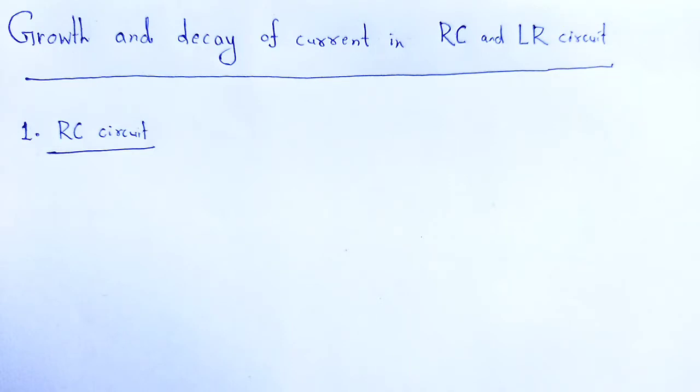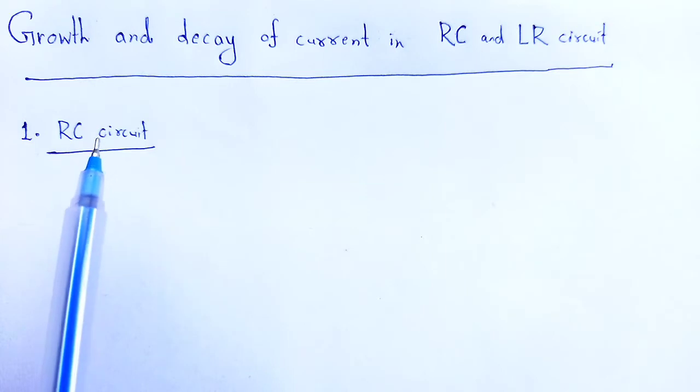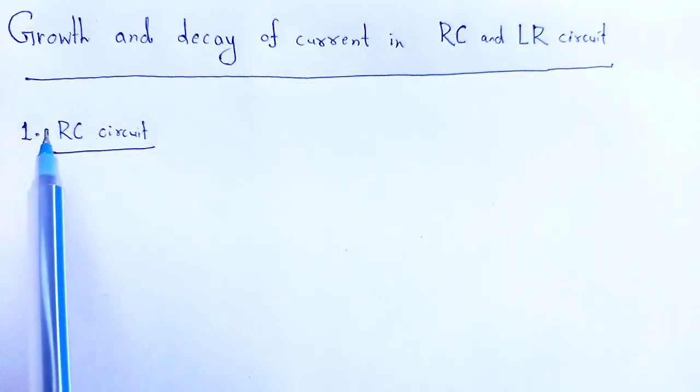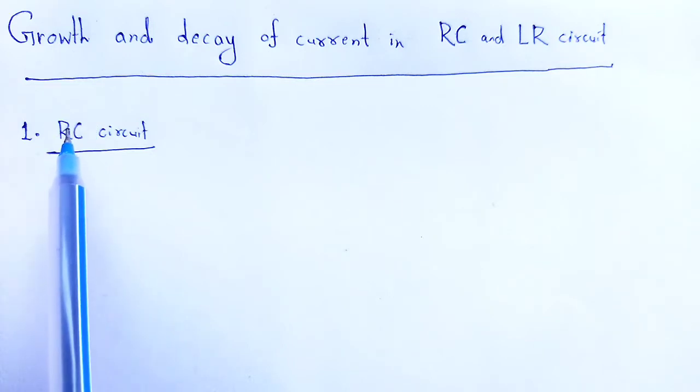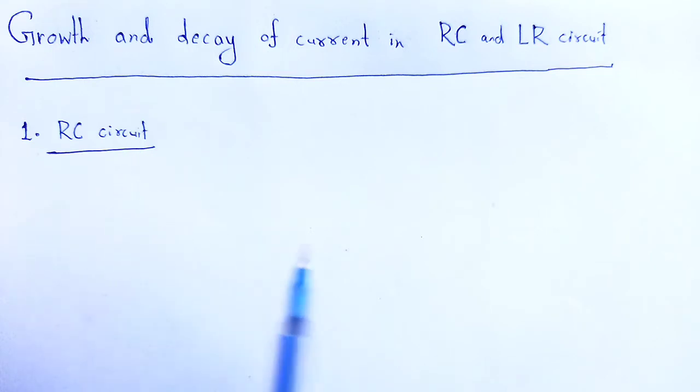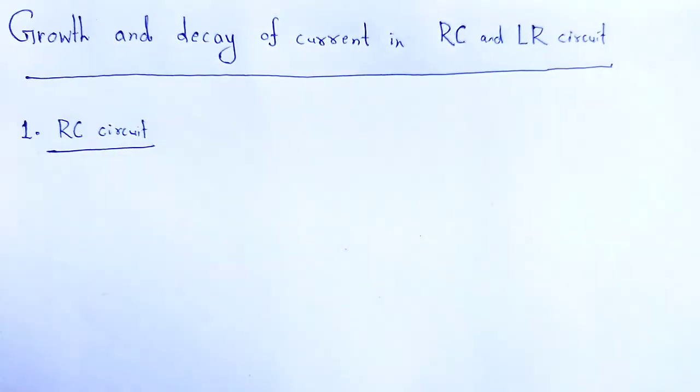In this video, we are going to discuss growth and decay of current in RC and LR circuit. Let's begin. First, we consider RC circuit. Let a resistor R and a capacitor C be joined in series to an electrochemical cell, that electrochemical cell having an EMF E through a key K.